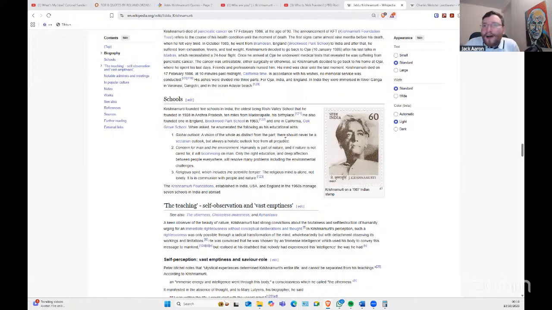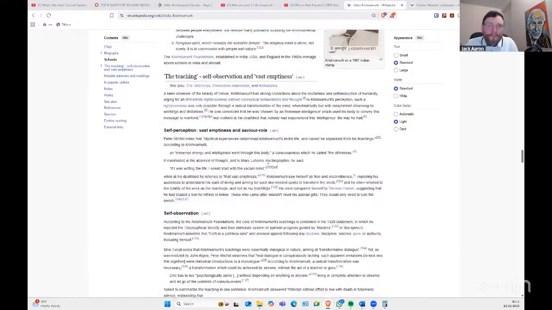Concern for the environment. Humanity is part of nature. If nature is not cared for, it will boomerang on man. In the right education, deep affection between people everywhere, many problems. There's no practicality whatsoever to this. If you all embrace the right vibes, then all these problems will be resolved. Religious spirit, which includes the scientific test, the religious mind is alone, not lonely. It is in communion with people and nature. That doesn't sound very scientific. Again, it's pure vibe. Like an LII would get at least a little bit technical here.